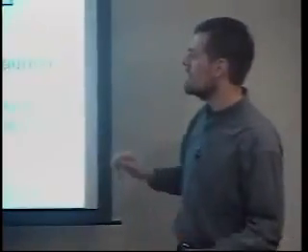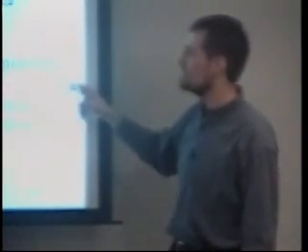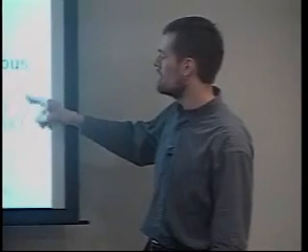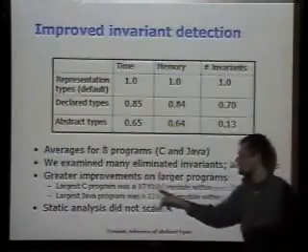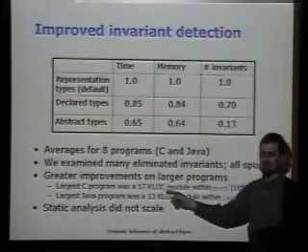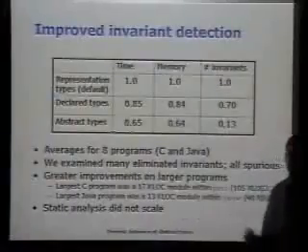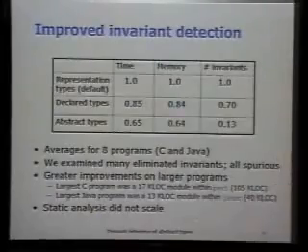So these are the averages for 8 C and Java programs. The biggest improvements came on the biggest programs. We didn't run it on anything really big, programs of less than 100,000 lines or so. We had to instrument the whole thing, but we only examined the output. We only converted it to variables for a small portion, but the analysis actually ran on the whole thing. And the static analysis didn't scale up beyond programs of hundreds of lines.